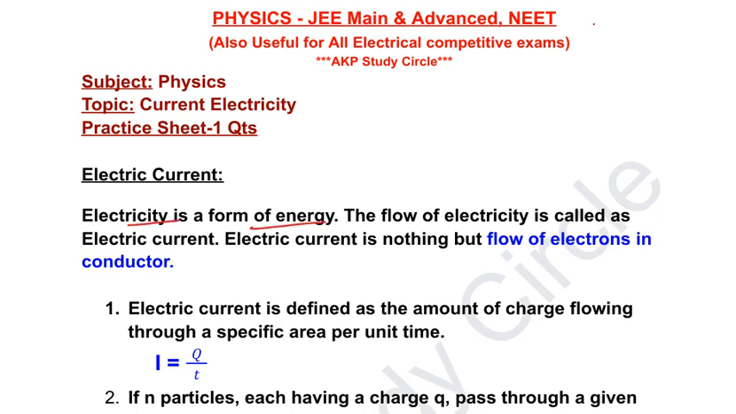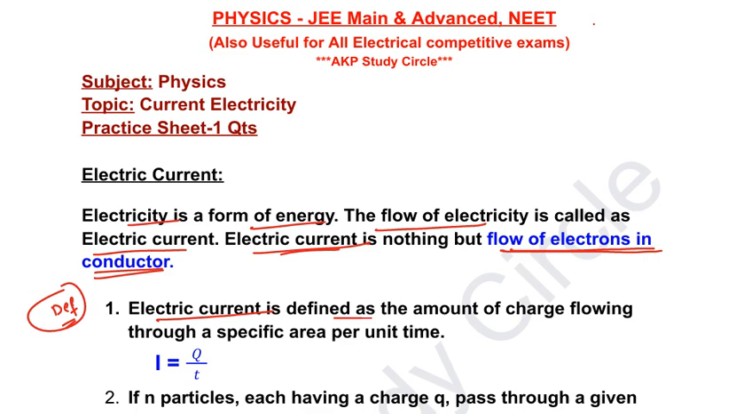Electricity is a form of energy. The flow of electricity is called electric current. In simple words, electric current is nothing but a flow of electrons in a conductor. So as per the definition in academics, if you want to write, you can write this definition.